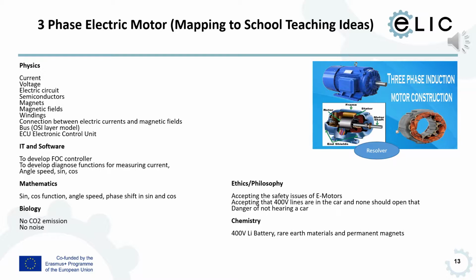Not talking about what we have talked about at the introduction, that actually when we switch to e-motors, we need much less petroleum. When we need much less petroleum, this has an impact on the world market and might lead to further conflicts. And in chemistry, we have learned about materials which we use for permanent magnet motors and rotors, and also the lithium and the setup of 400-volt lithium-ion batteries.